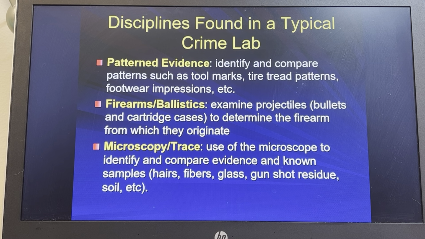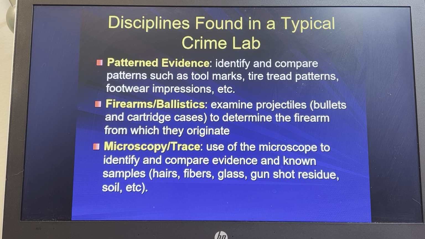The fourth section is pattern evidence. And this is where you are looking basically at anything that can leave a distinctive, individualized pattern. So here you're looking at tool marks, like for example, something left with a crowbar. I'll show you an example of that. Tire tread, footwear, also bite marks can be considered pattern evidence.